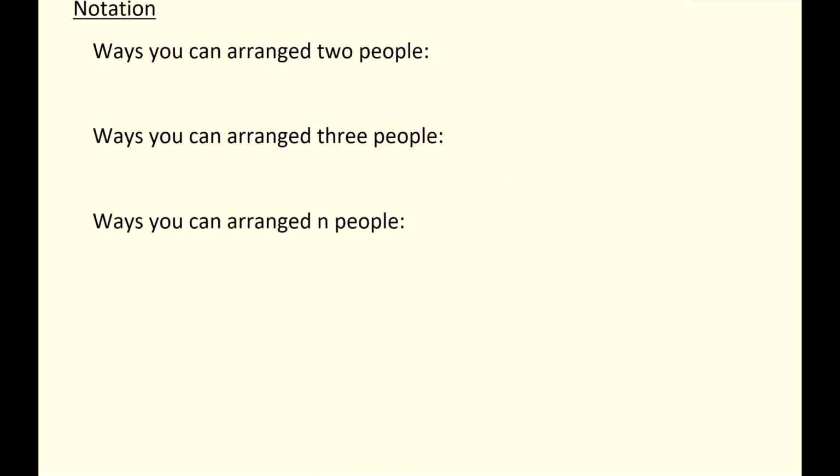So notation. Ways you can arrange 2 people. If I've got 2 people, that means I've got A and B. I've got a choice of 2 for who can come first in my list, and then 1 for who comes second. So they can be arranged 2 different ways: either A then B or B then A. In maths, writing 2 times 1, we can also write 2 factorial. I'll come back to that in a second.